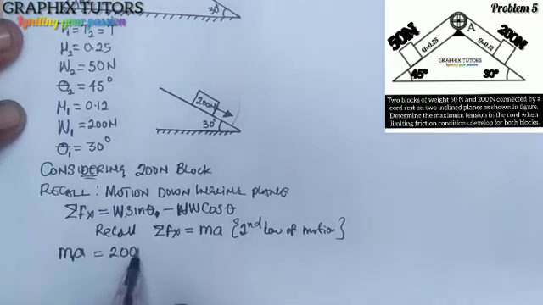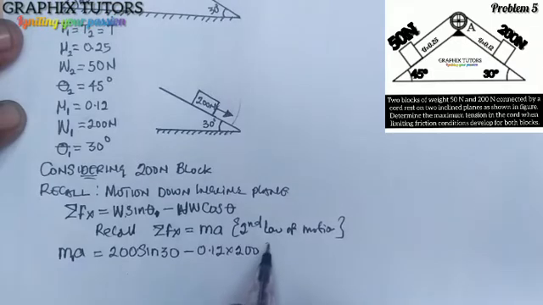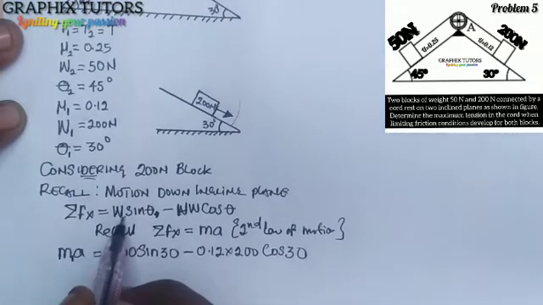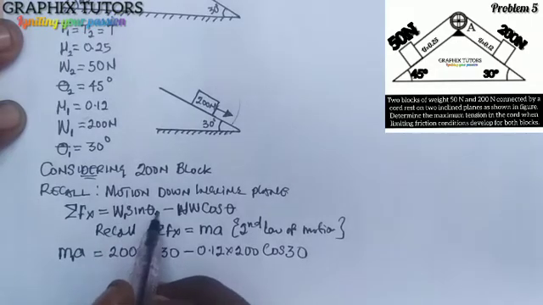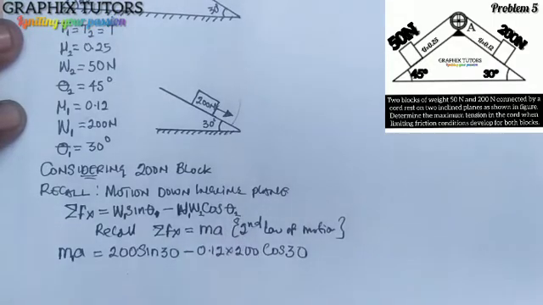So the W here is W1, which is 200 Newton, and sine of theta here is sine 30 degrees, minus mu, which is 0.12, times W, which is 200 cos 30. So this is what we have. Because this will be W1 and theta 1, mu 1, W2 and theta 2. That's what we are dealing with here now, right?